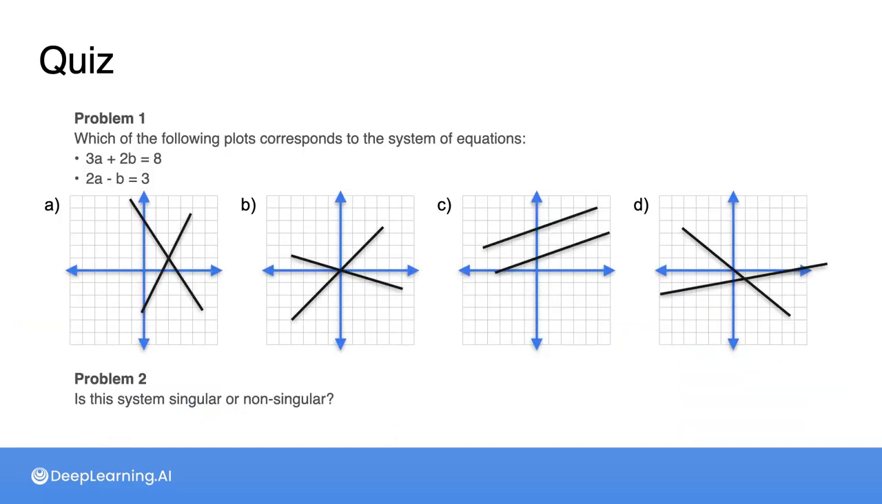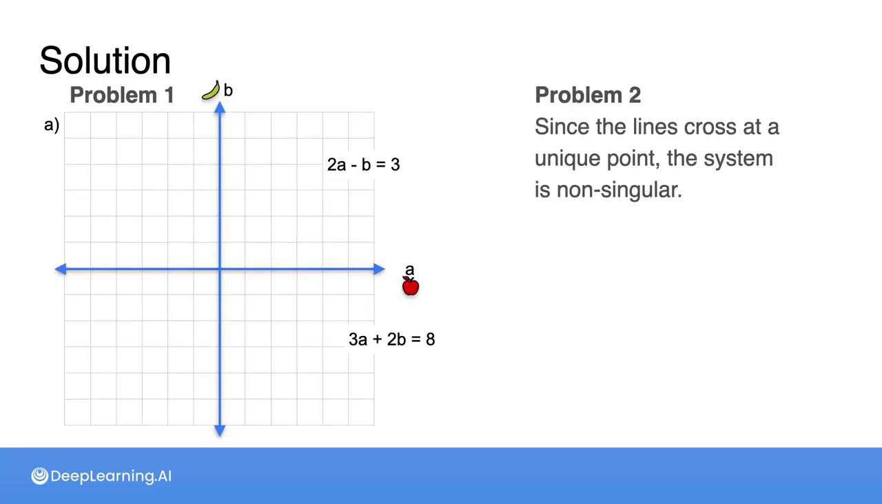Problem 1 says, which of the following plots correspond to the systems of equations 3a plus 2b equals 8 and 2a minus b equals 3? And problem 2 says, by looking at the plot for problem 1, do you conclude that the system is singular or non-singular? And the answer is this.